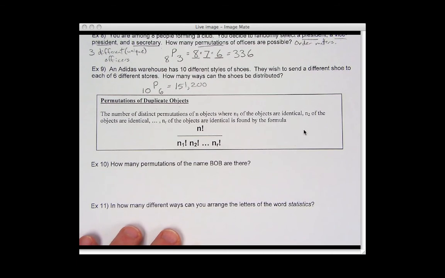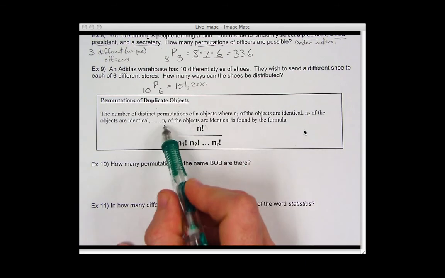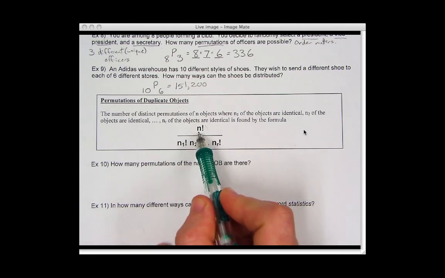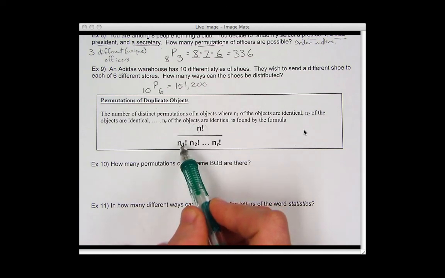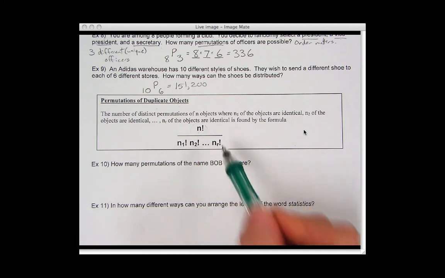So what we want to do is n factorial, where n is the number of objects total in the set. And then you're going to divide it by each duplicate object, how many times it occurs, factorial. And you're going to do this for every single letter or every single object in your set.